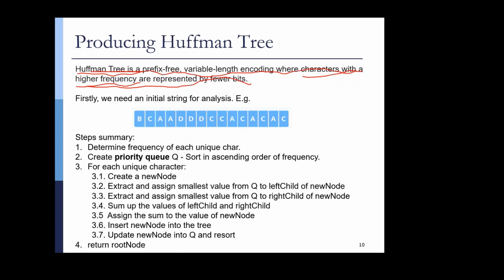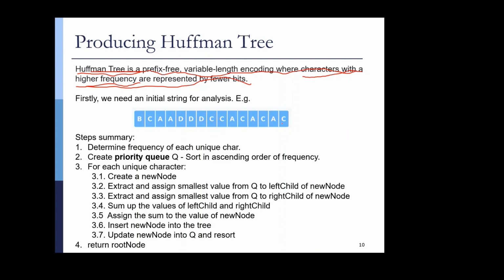We have 15 characters. So if we use ASCII, we have to allocate 15 bytes. But let's not use ASCII. Let us use Huffman coding. With Huffman coding, we can have fewer bytes. We can have more saving of space. So let's find out what is the number of bits if we use Huffman coding, shall we?